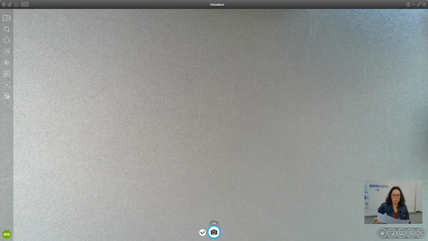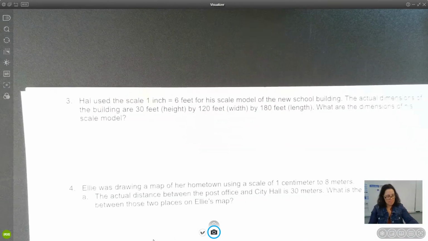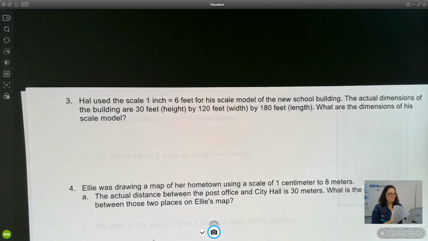Next page. All right, Hal used the scale 1 inch equals 6 feet for his scale model of the new school building. The actual dimensions of the building are 30 feet height by 120 feet width by 180 feet length. What are the dimensions of his scale model?